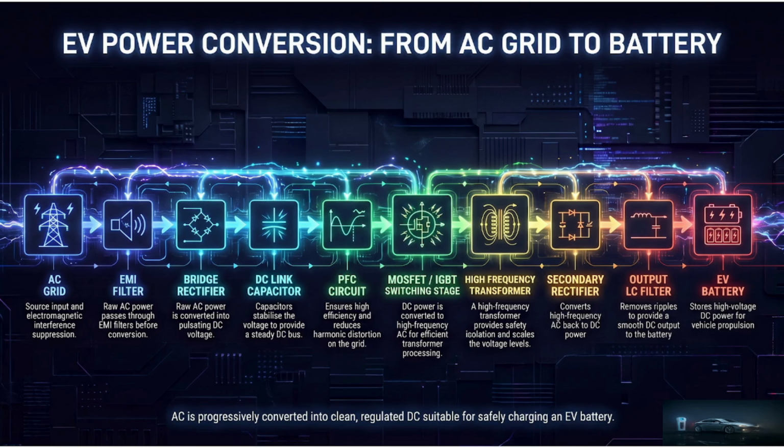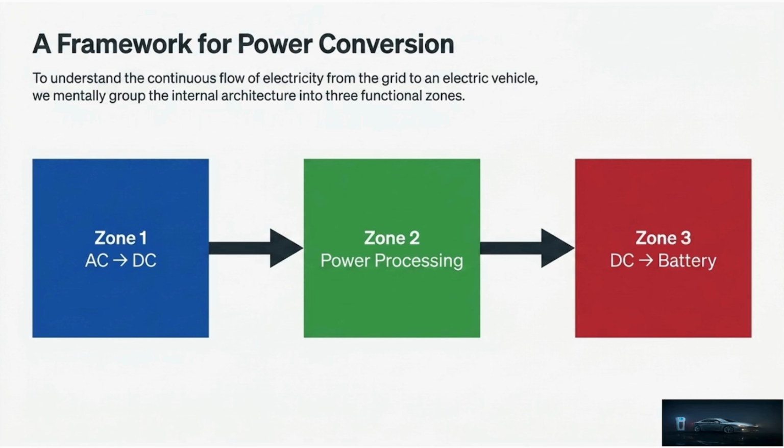As I told you, I have broken down this whole process into 3 zones. In zone 1 you can see is the AC to DC conversion, zone 2 is the power processing, and zone 3 is the DC battery interface. Today we will try to cover the first two zones, and in the upcoming video we will talk about the last one, zone 3. So let's get started.